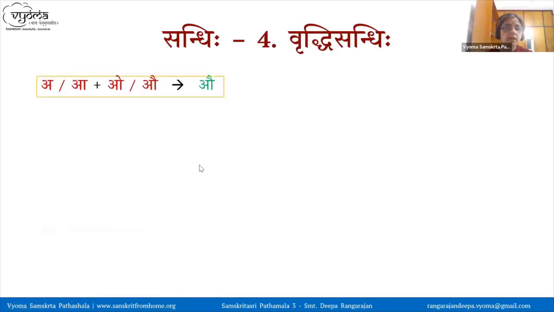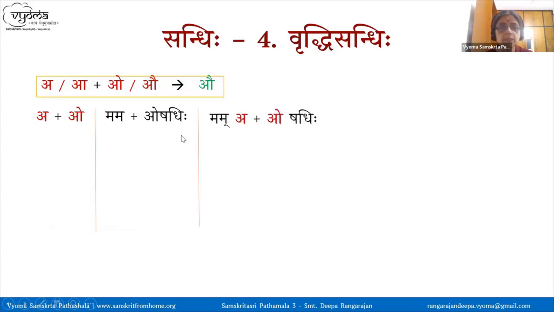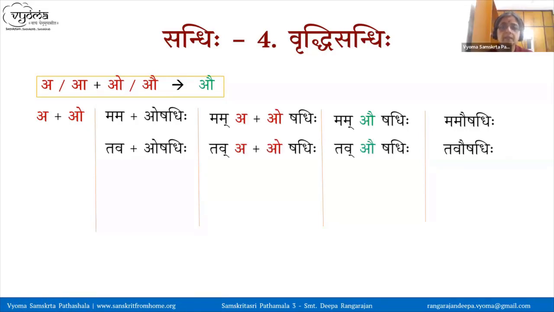Now, Akara followed by O or Au. Mama plus Oshadhi, Mamaushadhi. Tava plus Oshadhi, Tavaushadhi.